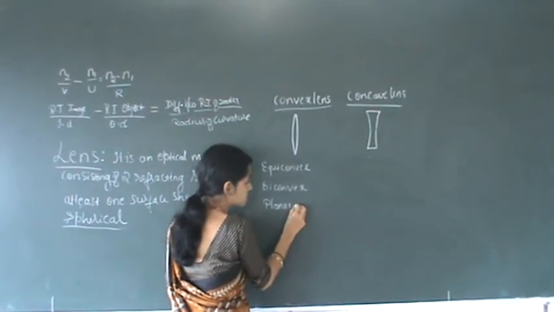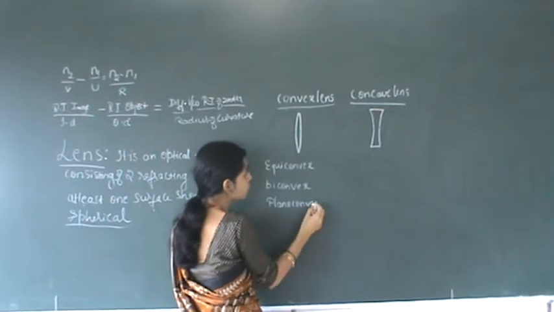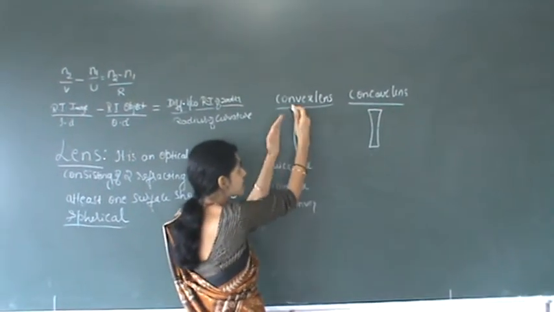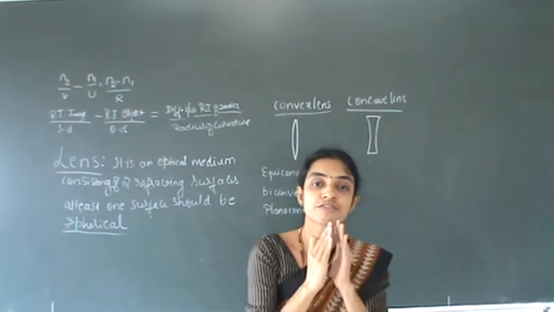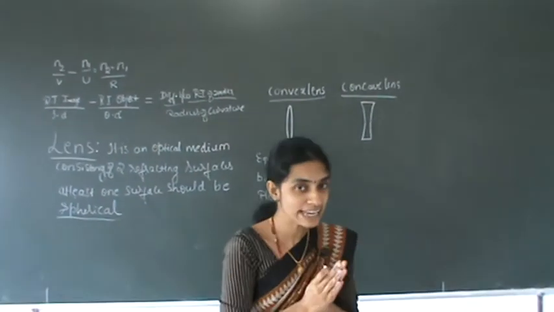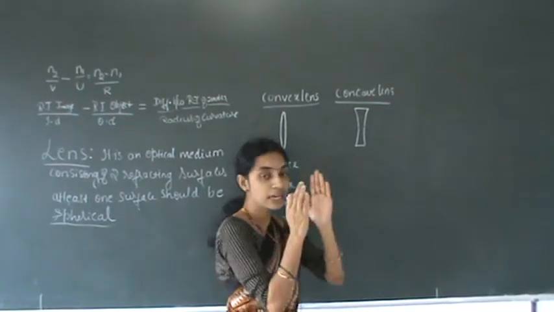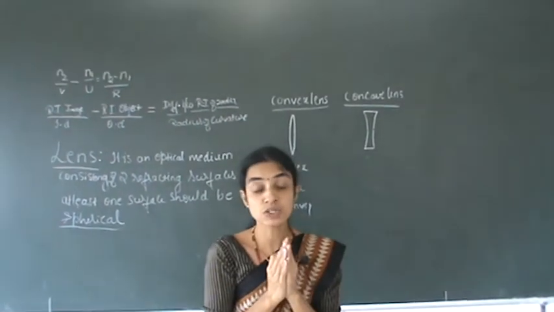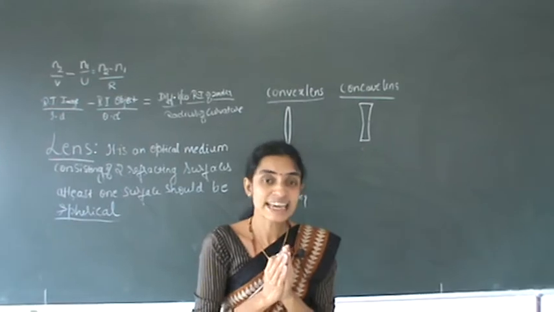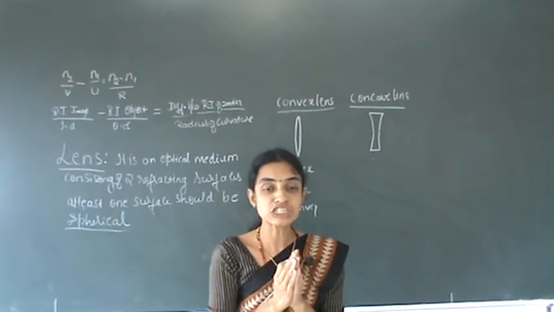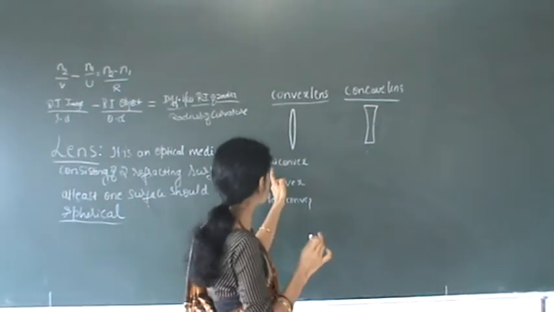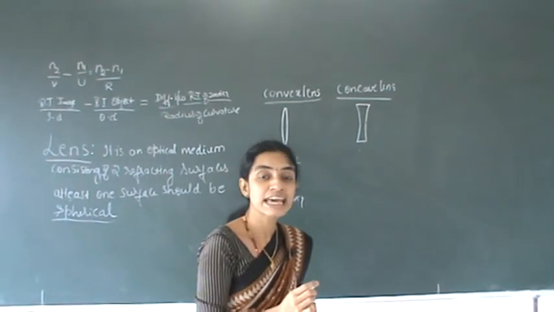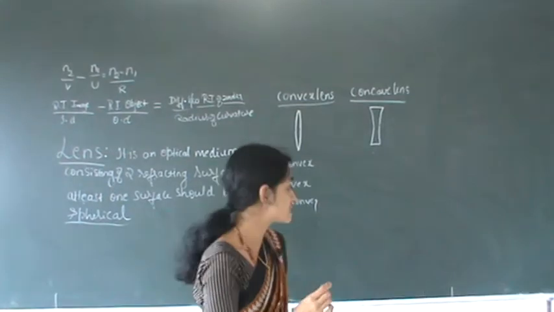Plano-convex. Equiconvex means that since it has two refracting surfaces, the radius of curvature of both the surfaces will be equal. Such a type of lens is called equiconvex.